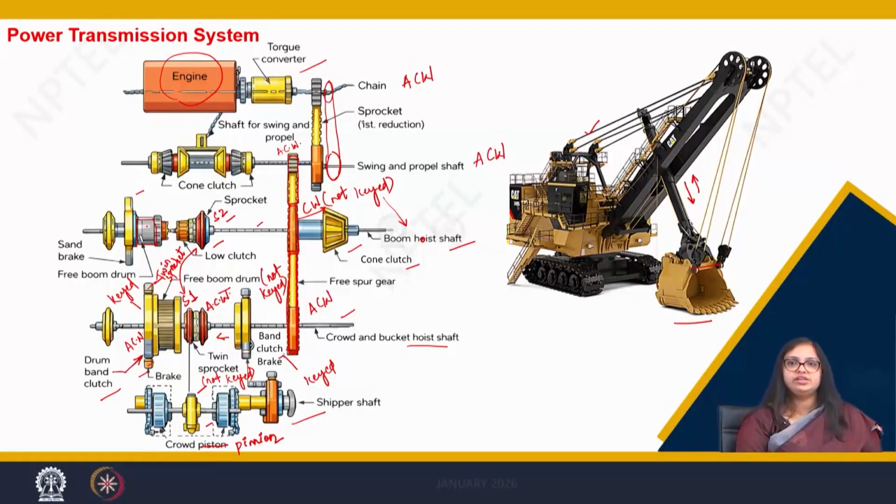Now, when the boom has to be lowered, again it has to be lowered under its own weight. That is why there are brakes given here, which help in controlled dropping of the boom under its own weight. So, there is no mechanism of unwinding these ropes. The mechanism is that it falls under its own weight.